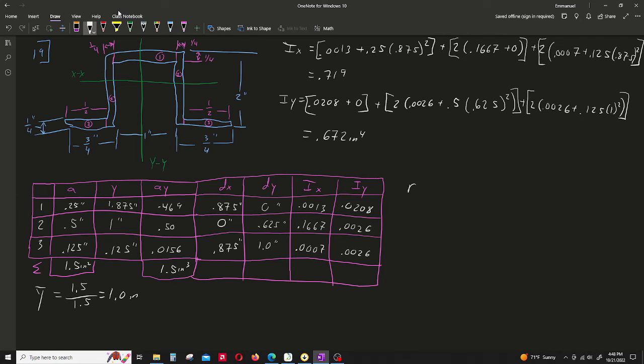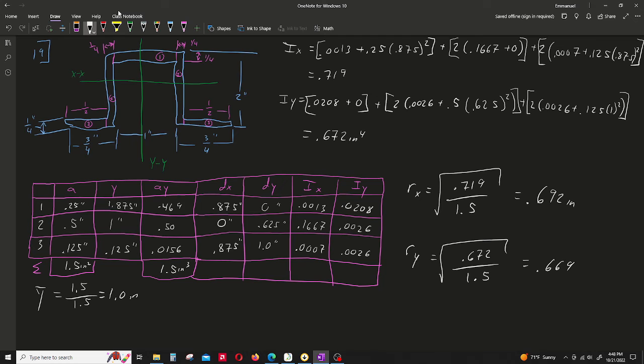So therefore our radii of gyration, Rx, is just going to be equal to the square root of 0.719 divided by 1.5. And for Ry is equal to the square root of 0.672 divided by 1.5. That equals 0.669 for Rx, while Ry equals 0.692. These are both in inches.